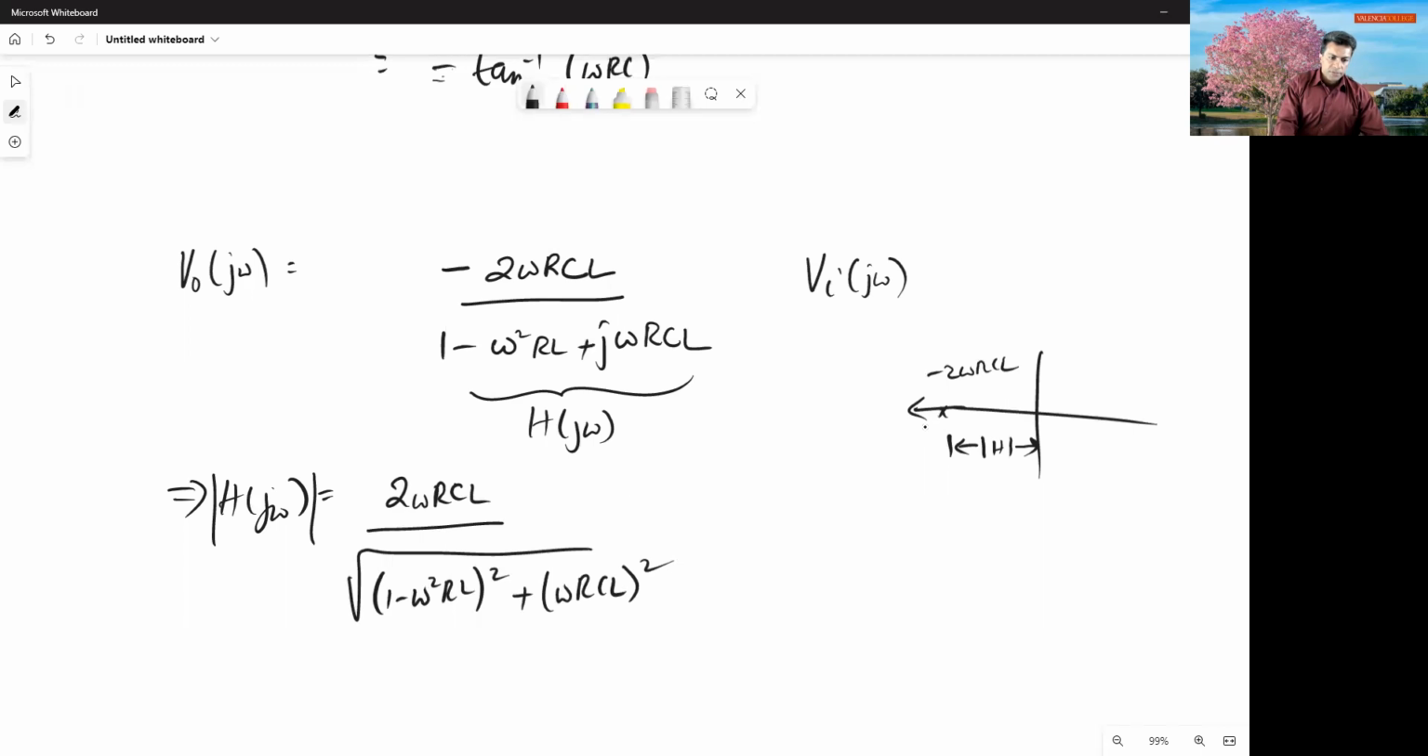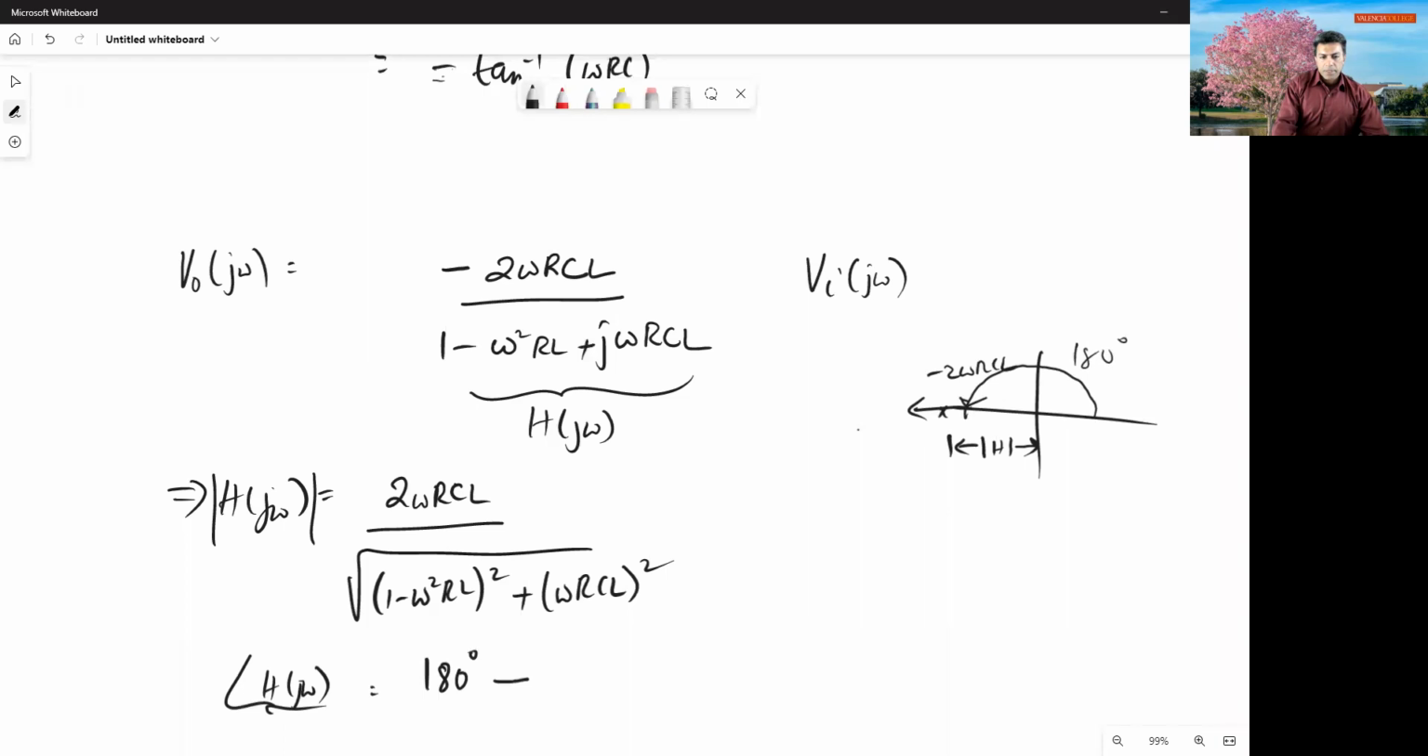And likewise, the phase of the function is the phase of the numerator minus the phase of the denominator. What is the phase of the numerator? It is located on the negative real axis, or negative x-axis. That means from the positive x-axis, the phase of any number on the negative side is 180 degrees. So anytime you see a negative real number, the phase is 180 degrees.